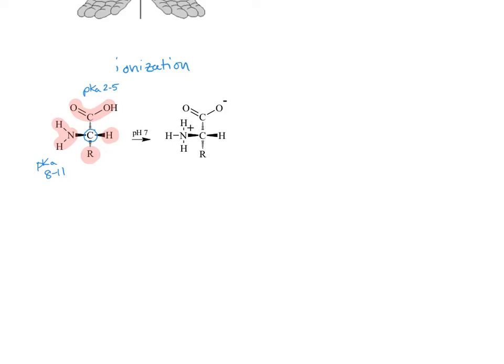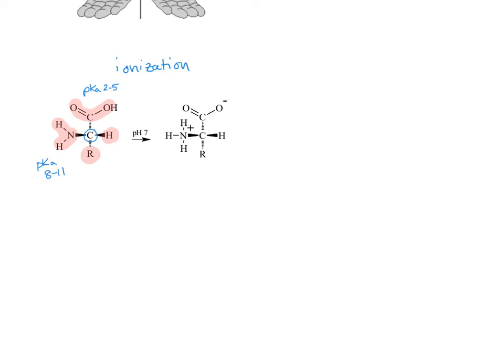How about the amine? The pH of 7 is on the acidic side, or beneath the pKa range 8 to 11. That means it's going to be in the acidic form, or protonated form, and we've drawn it as NH3 plus here.